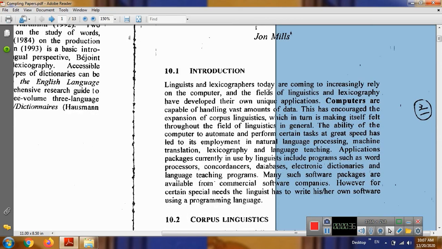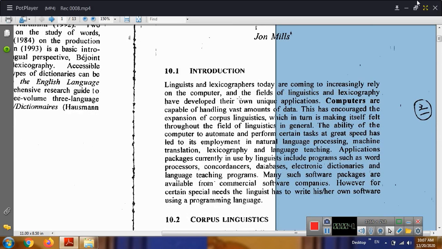Linguists and lexicographers today are coming to increasingly rely on the computer. The fields of linguistics and lexicography have developed their own unique applications. Computers are capable of handling vast amounts of data. We can analyze the vast amount of data through computers. This has encouraged the expansion of corpus linguistics.